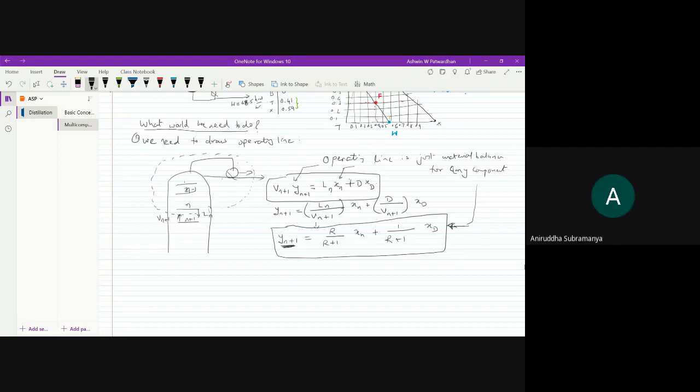No, sir. No. So this y can be of any component. It is coming from the n plus 1th tray. X is for any component going down from the nth tray. Xd is the distillate composition of any component. Material balance. Do you agree?